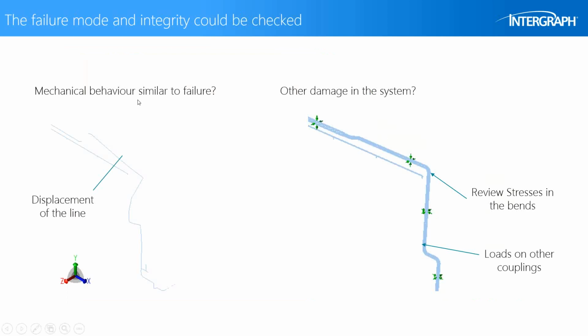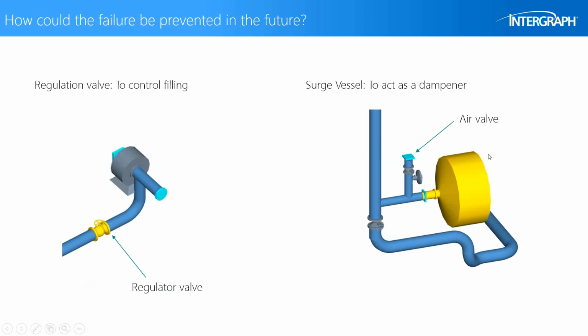Okay, so you can see the mechanical behavior was similar. For example, the displacement of the line is what you would expect given the guide restraints. And that means we could then have reasonable confidence that the stresses arising in the bends, and also the loads in other couplings and restraint joints, were realistic of what happened during the failure. And then we could advise the client on whether he should also check the integrity of other components in the structure, and not just those in the immediate location of the failure.